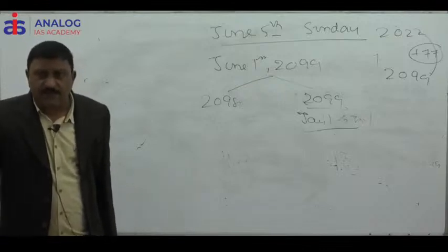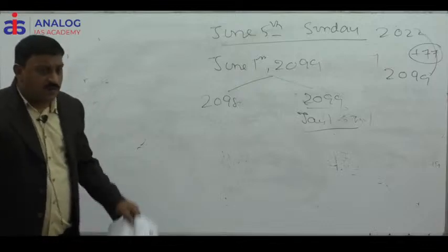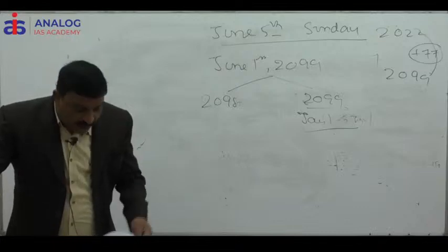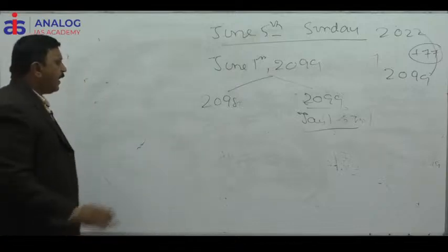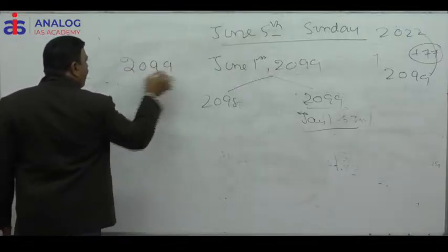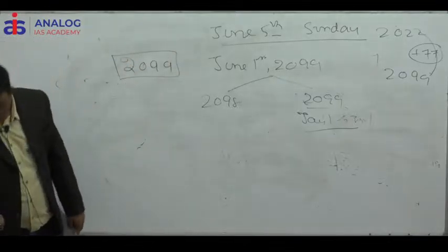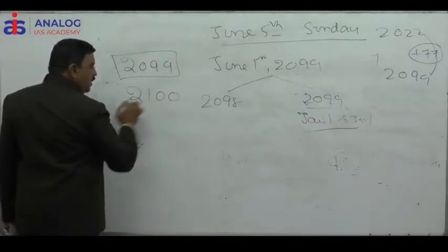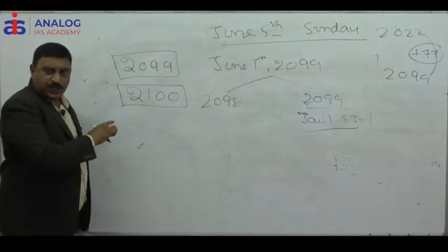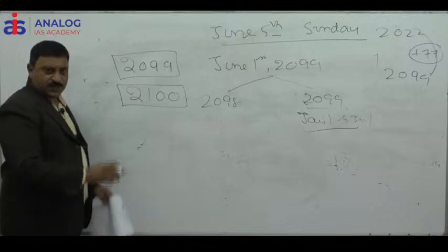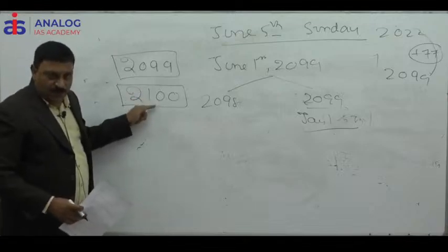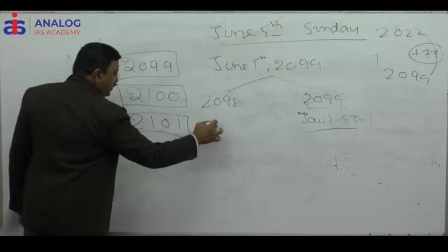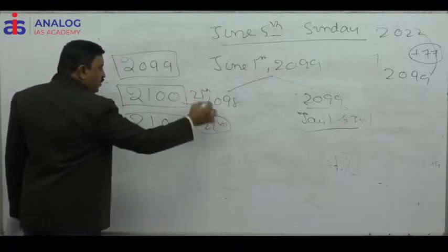But there are some instances where the question is what? Finally, which year? 2099. Something fishy here. 2099 is definitely before 2100. 2100 is the last year of the 21st century. 2101 is the first year of the 22nd century. Is it not? This is the last year of the 21st century.